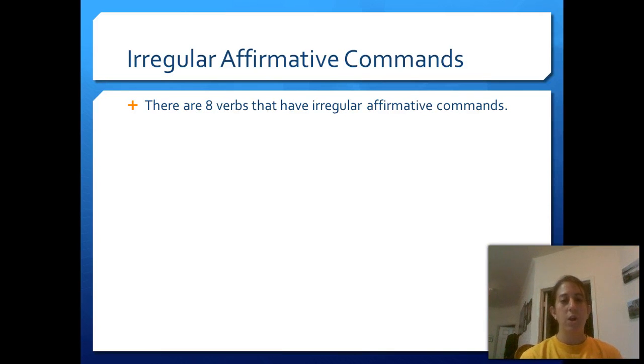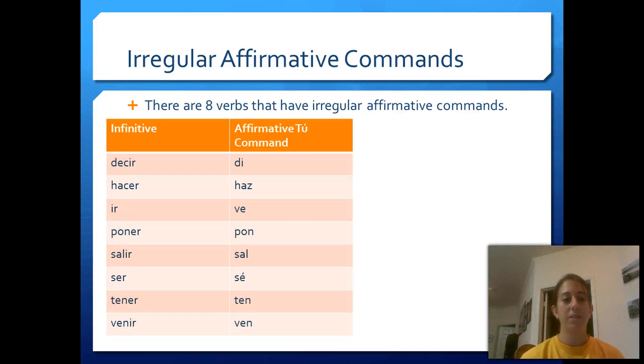Now keep in mind these are all affirmative commands. Our negative commands, they have some different irregulars. So these are positive commands. Decir would be di, hacer haz, ir ve, poner pon, salir sal, ser sé, tener ten, and venir ven.